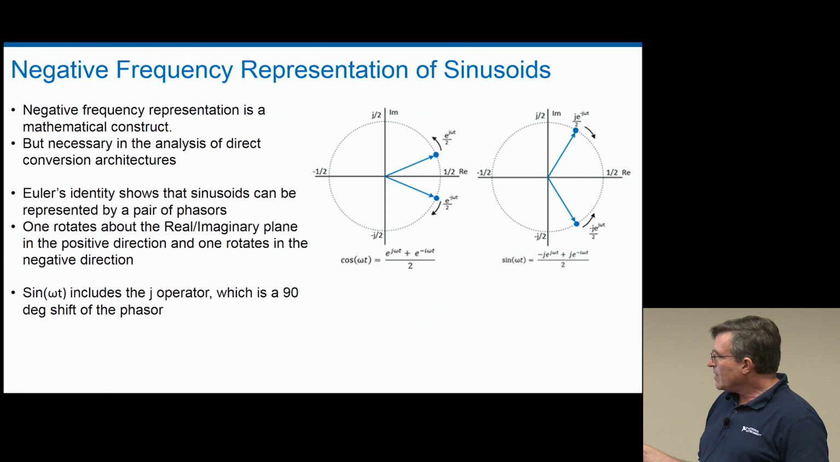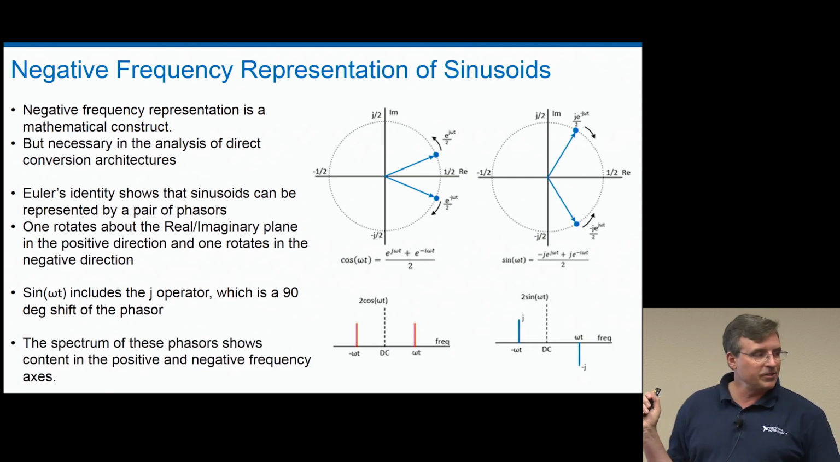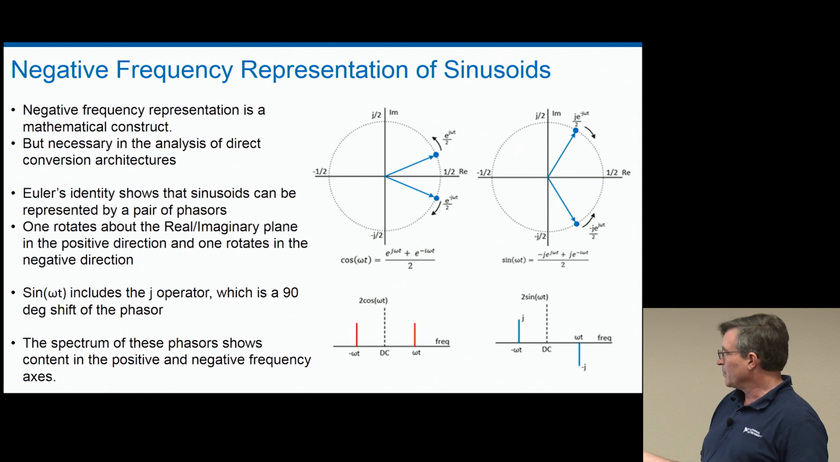A sine wave has a J operator applied to it, and if you map that onto the real imaginary axis, it merely presents a 90 degrees phase shift. But you still have two vectors that are rotating in opposite directions. If you put that into our frequency domain, you'll see that you'll break it up into negative and positive frequencies. A cosine will have all real data, and a sine will have imaginary data, as shown here.